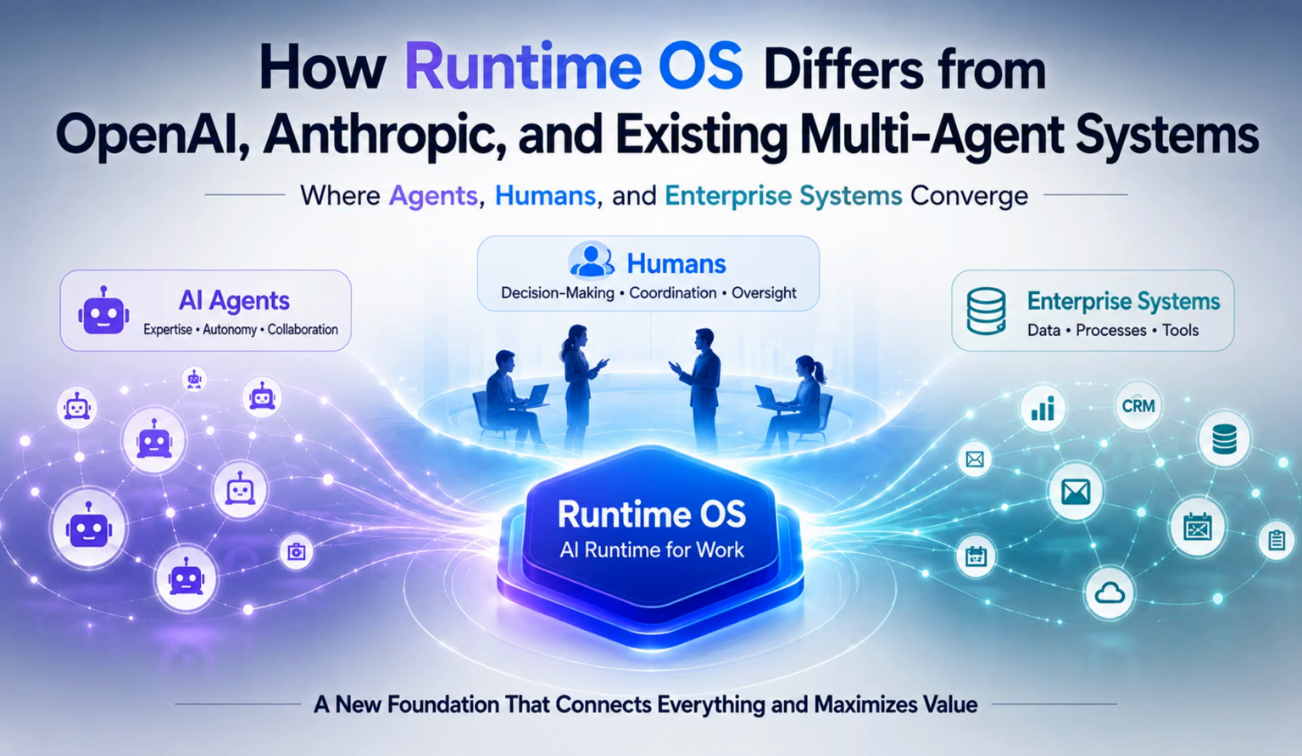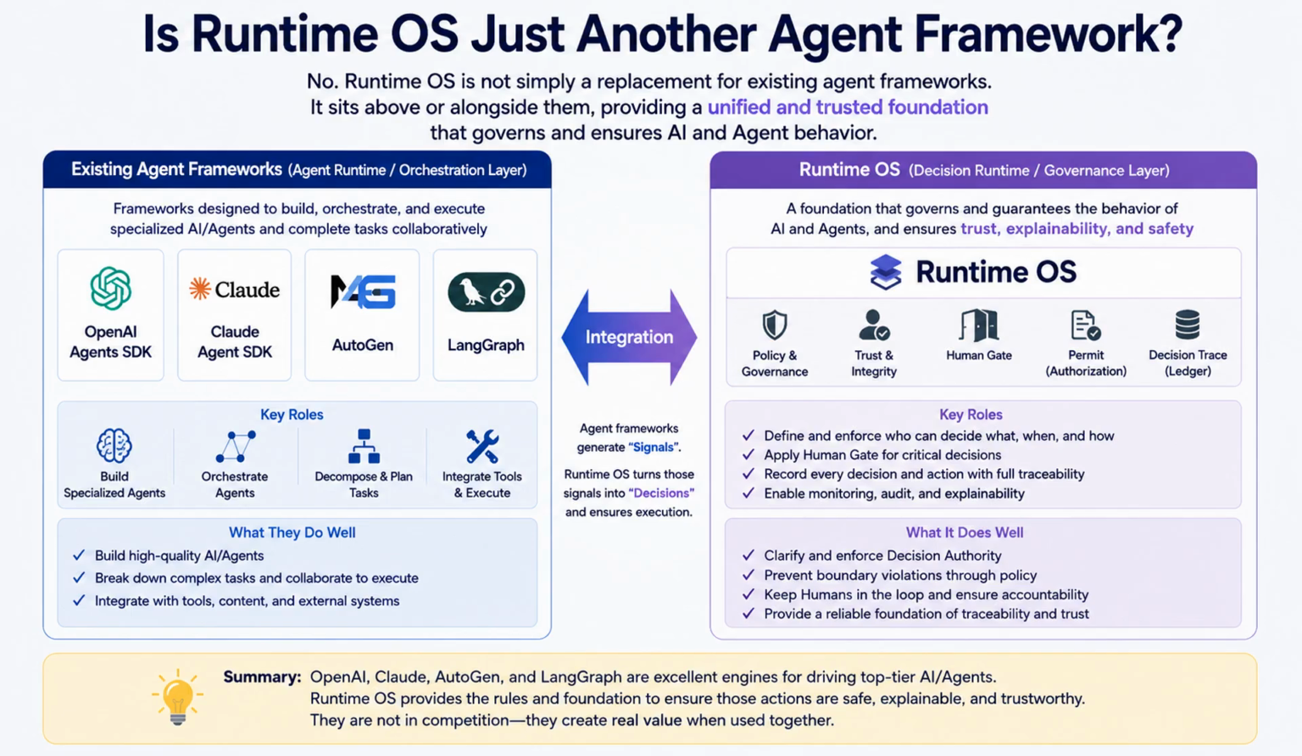But is Runtime OS simply another new agent framework? Does it compete with OpenAI, Anthropic, AutoGen, or LangGraph? To answer that, let's first look at the fundamental difference between them. The conclusion is clear. Runtime OS is not another agent framework.